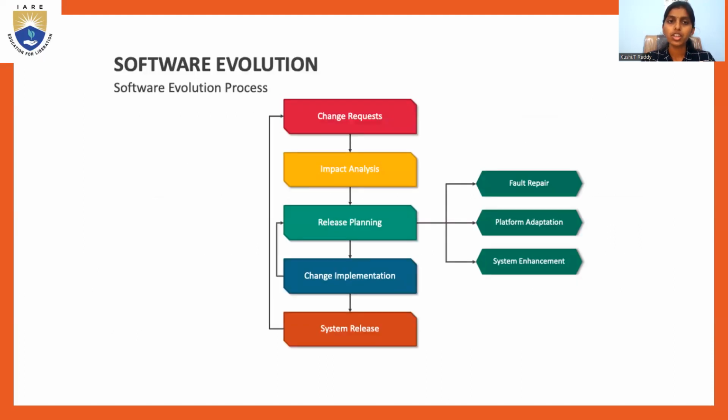So, software evolution. Let us see a flow chart for the software evolution process. Generally, it has change requests, impact analysis, release planning, change implementation, and system release. Release planning is further divided into three things, that is fault repair, platform adaptation, and system enhancement.